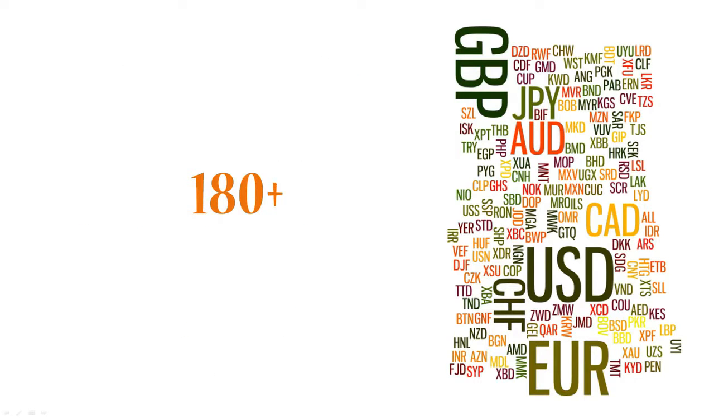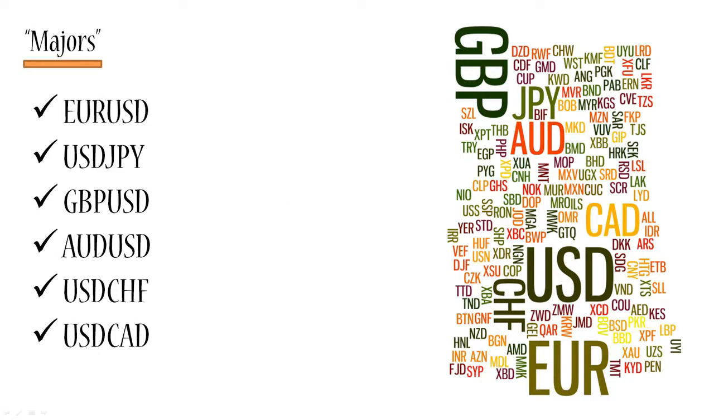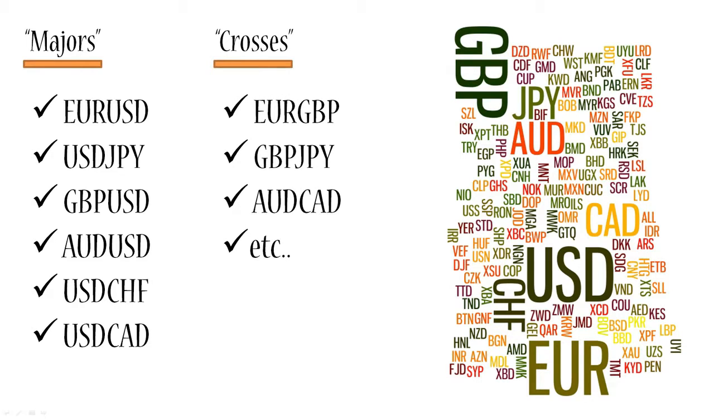There are over 180 currencies in the world, and you can combine any two of them to give you a currency pair. Most traders identify two main groups of currency pairs, and these are the majors: the Euro US dollar, the dollar yen, the British pound dollar, the Australian dollar American dollar, the dollar Swiss franc, and the dollar Canadian dollar. And also the second group is the crosses. Crosses are simply put all currency pairs that do not include the American dollar, such as the Euro British pound, yen, Australian dollar, Canadian dollar, and so on. And of course there are also all other currency pairs.